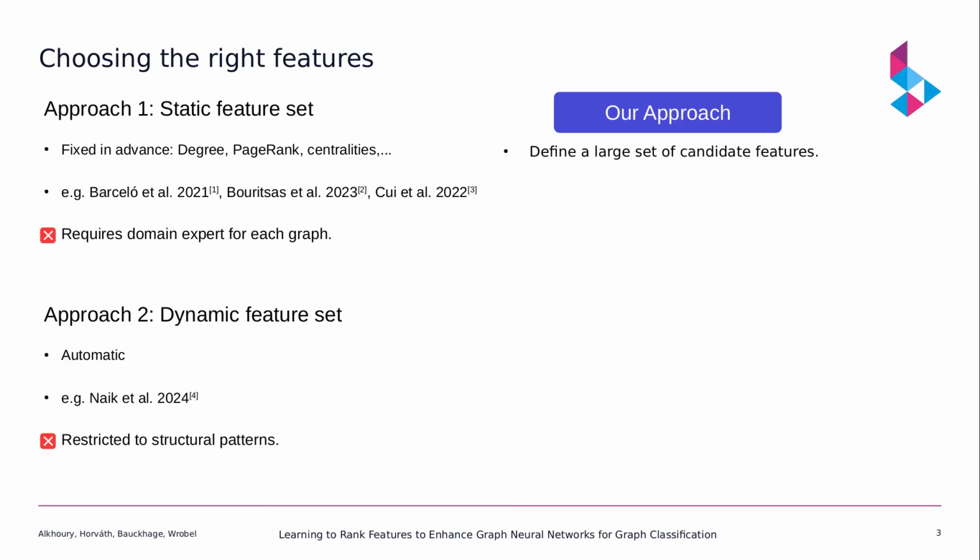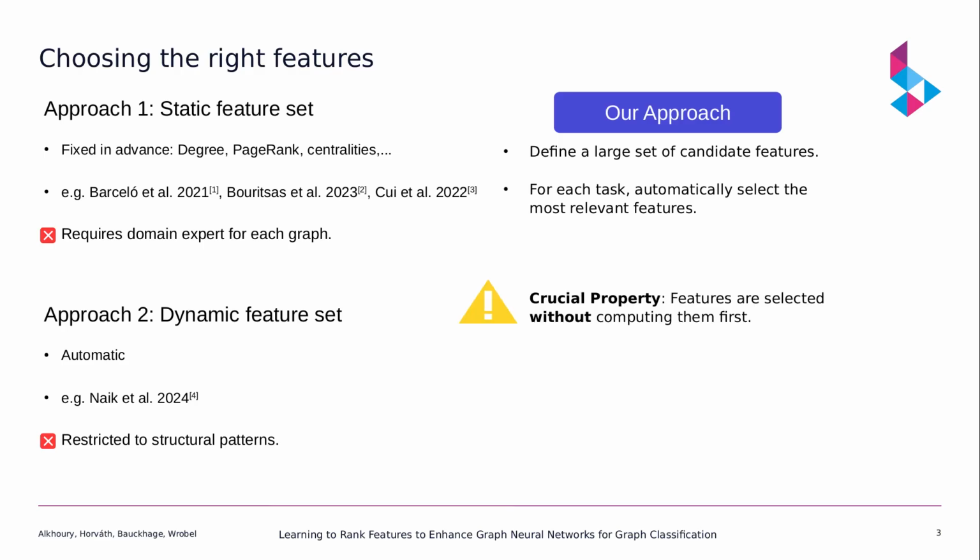So the method defines a large set of candidate features, and for each task, we automatically select the most relevant features. A crucial property of this method is that these features are selected without computing them first. How do we do this? We predict relevant features with a feature ranking GNN.